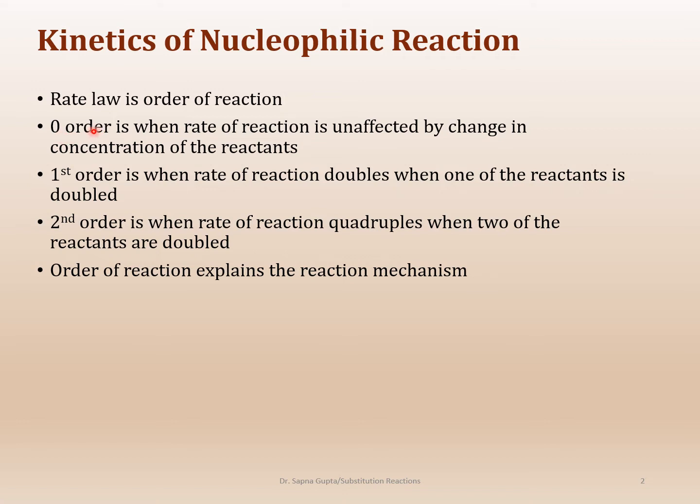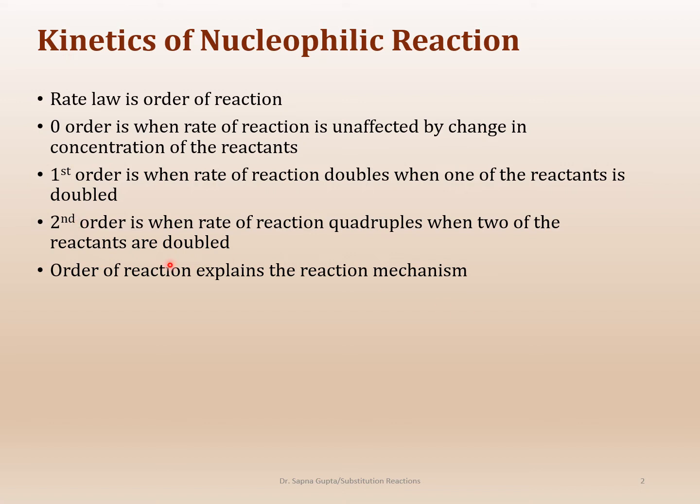Okay, so in zero order reactions, the concentration change of the reactants does not change the rate of reaction or the speed of reaction. In a first order reaction, the rate of reaction will double when you double the reactant concentration. So the speed is increasing in this case, and that's called first order. In a second order reaction, when you double the reactant, the rate of reaction is quadrupled. So three kinds of order of reaction: zero, first, and second. These are the most common ones.